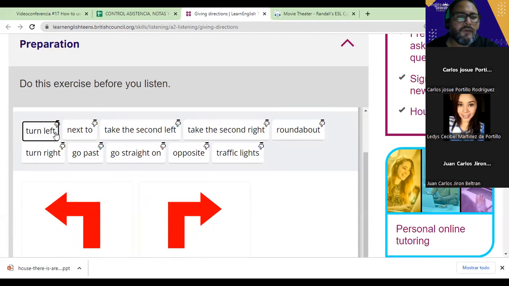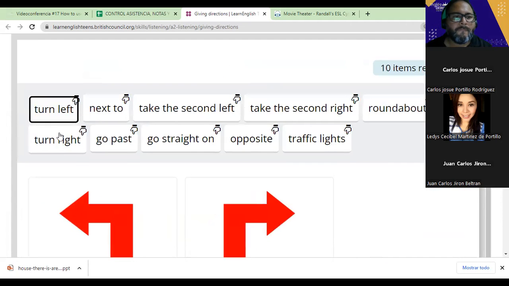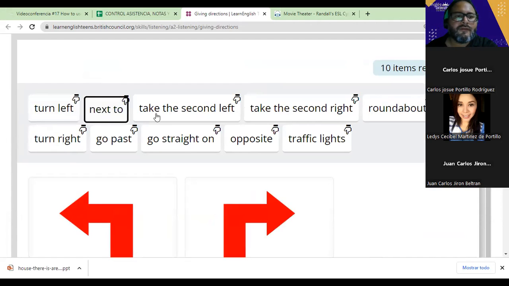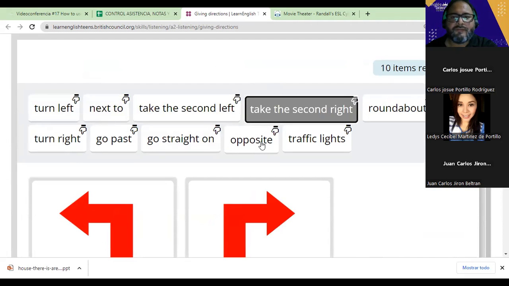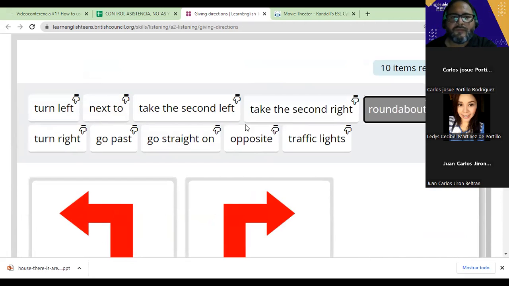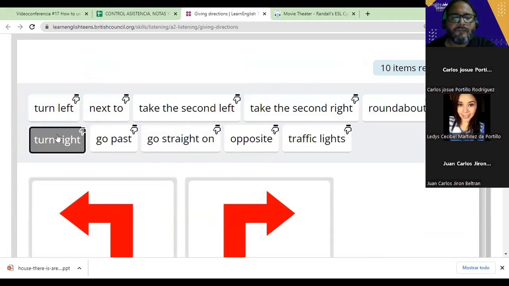I have, for example, this one. Who wants to read this one? Can you see perfectly there, people? Turn left. Next to. Take the second left. Take the second right. What about this vocabulary? Roundabout. Turn left. Turn right.